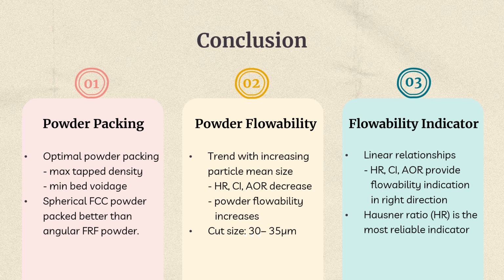Last but not least, for powder flowability indicator study, the linear relationships among HR, CI, and AOR show that they are able to provide flowability indication in the right direction. Hausner ratio is proven to be the most reliable indicator among them.